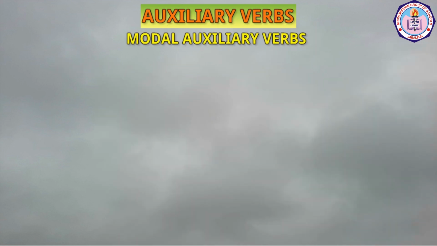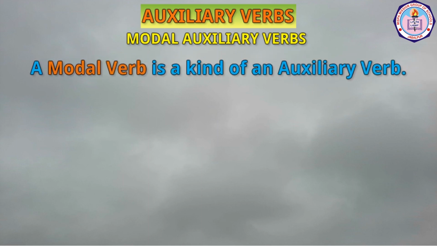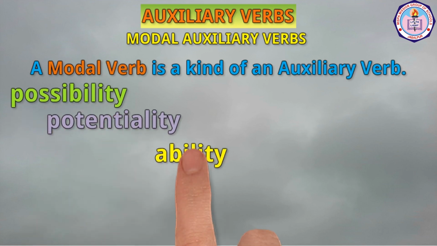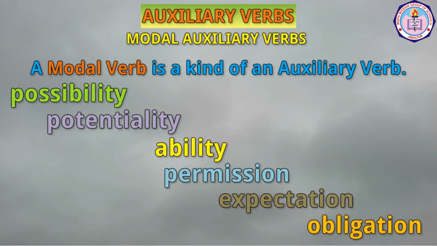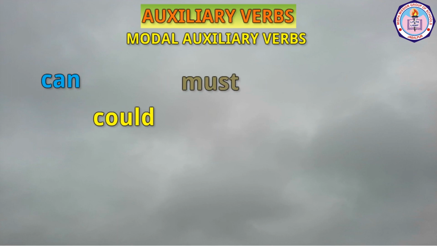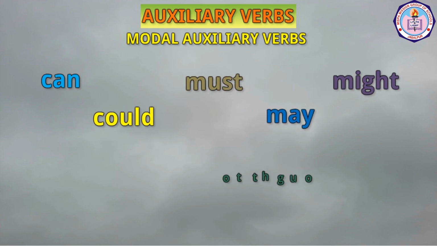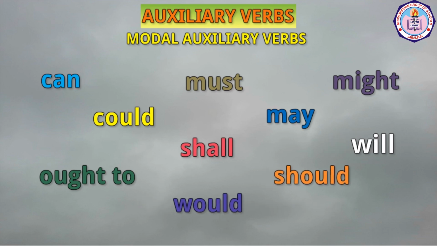Modal auxiliary verbs. A modal verb is a kind of an auxiliary verb. It assists the main verb to indicate possibility, potentiality, ability, permission, expectation, and obligation. The modal verbs are can, could, must, may, might, ought to, shall, should, will, and would.